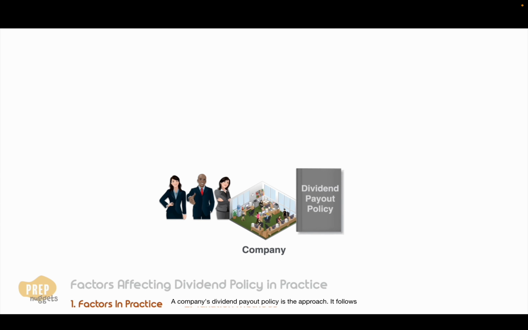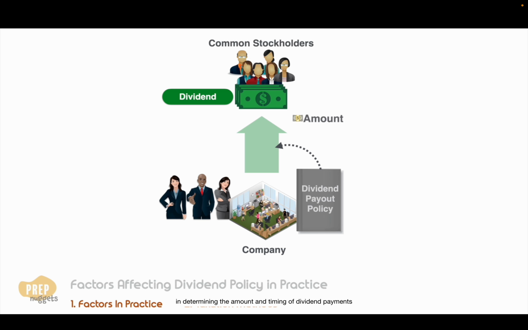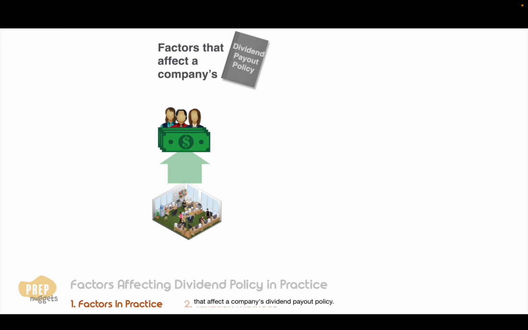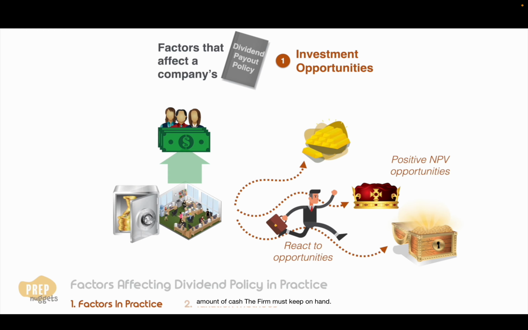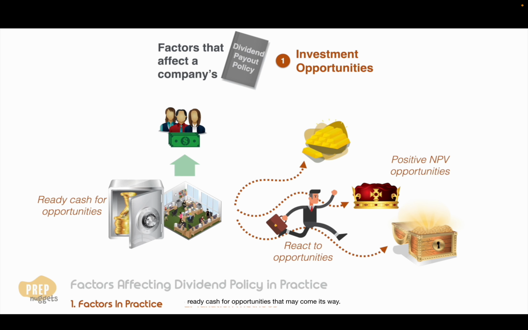A company's dividend payout policy is the approach it follows in determining the amount and timing of dividend payments to shareholders. The CFA Institute lists 6 primary factors that affect a company's dividend payout policy. First, the investment opportunities. Availability of positive NPV investment opportunities and the speed with which the firm must react to the opportunities determines the amount of cash the firm must keep on hand. If a firm faces many profitable investment opportunities and has to react quickly to capitalize on the opportunities, the dividend payout may be low to have ready cash for opportunities that may come its way.